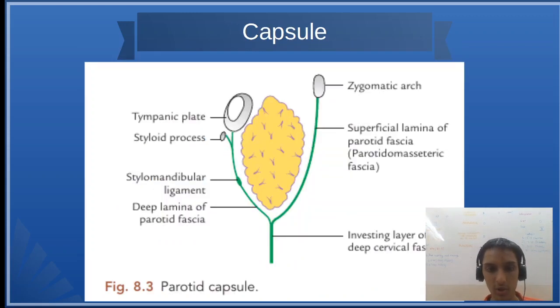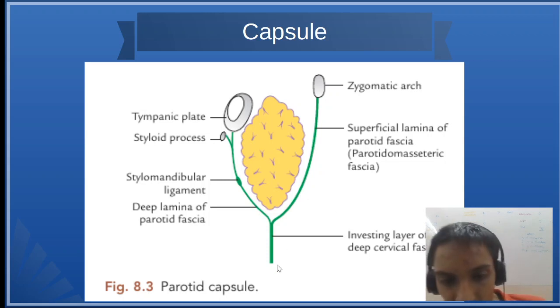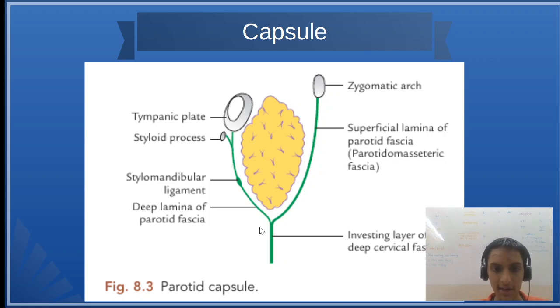If we see the capsule, how does it look? So now this is the tympanic membrane, zygomatic arch, styloid process. Remember, this entire parotid gland is covered mainly by the investing layer of deep cervical fascia, that is splitting into parotid fascia. So DCF is giving parotid fascia, that is the deep and the superficial. This is superficial, this is the deep. Here is the stylomandibular ligament, and this is the styloid process.